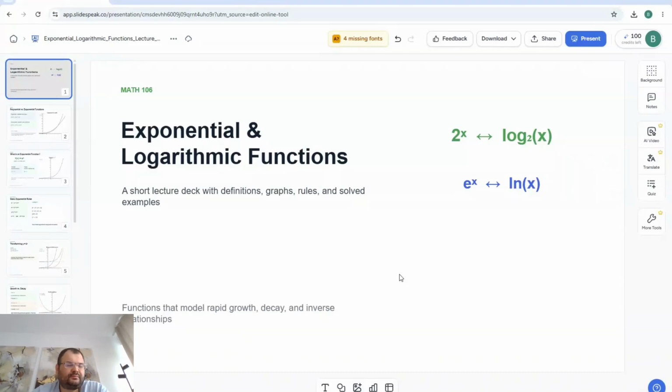So today we are going to talk about exponential and logarithmic functions and the relationship between the exponential and logarithmic functions. So let's get started.